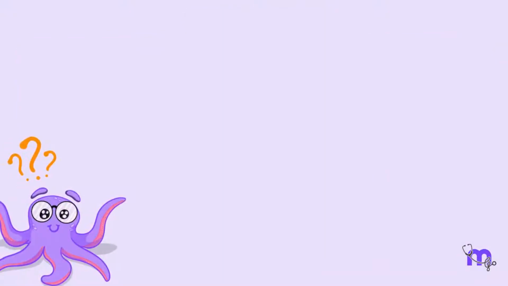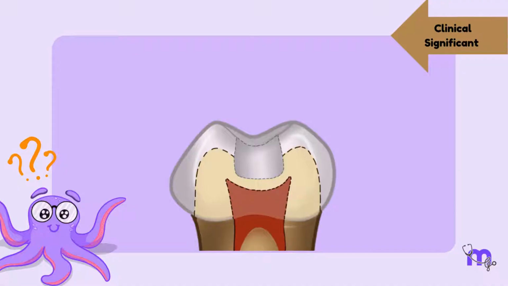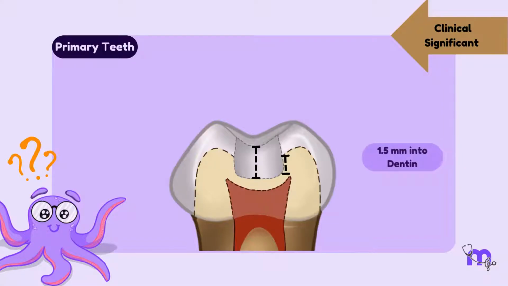Why is this significant for a dental student? Deep cavities prepared in primary teeth end up in the pulp. Therefore, to allow restoration, the depth of the cavities in primary dentition must not exceed 1.5 millimeters within the dentin.